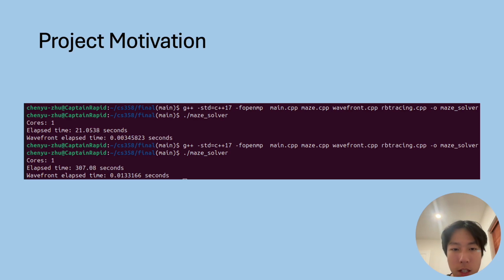Because we can see in the terminal that it takes much more time to generate a maze than to solve it, no matter how big the maze is. For the upper case, it is generating a 100 by 100 maze. It takes 21 seconds to generate it, and only less than 0.01 seconds to solve it. For the lower case, with a 200 by 200 maze, it takes more than 5 minutes to generate it, but it still takes about 0.01 seconds to solve.